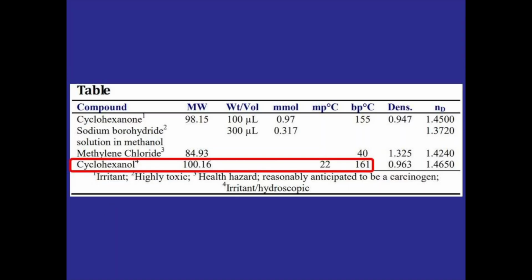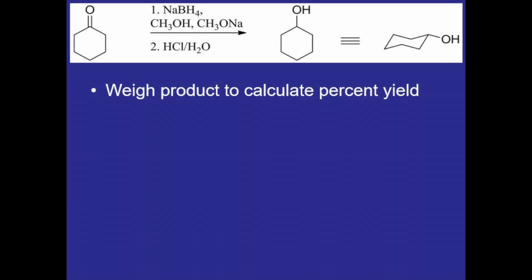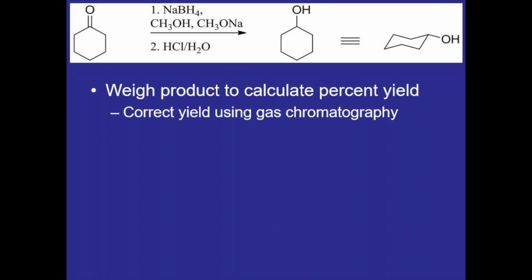This shouldn't be an issue because the boiling point of cyclohexanol is 161 degrees Celsius, but to be safe, we'll use gentle heating to make sure that doesn't happen, and because it doesn't take a lot of heat to evaporate methylene chloride. Once the solvent has been fully evaporated off, we can weigh the remaining liquid product to calculate a % yield. And then we're actually going to correct that yield using gas chromatography because it's likely that we have some contamination with the product.